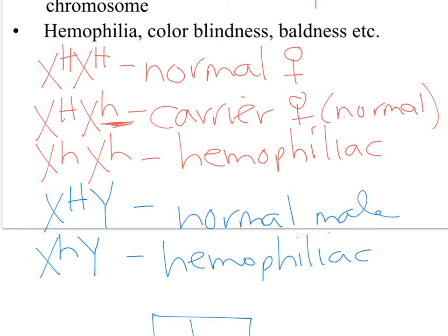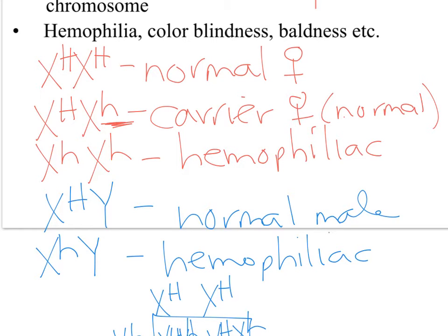So let's say the female is normal for the trait, so I'm going to put X big H here, X big H here. And let's say she marries a boy who has hemophilia, X little h Y. What are the chances that her kids will have hemophilia? So you would bring the cross down just like before. X big H, X little h. X big H, X little h. X big H, Y. X big H, Y.